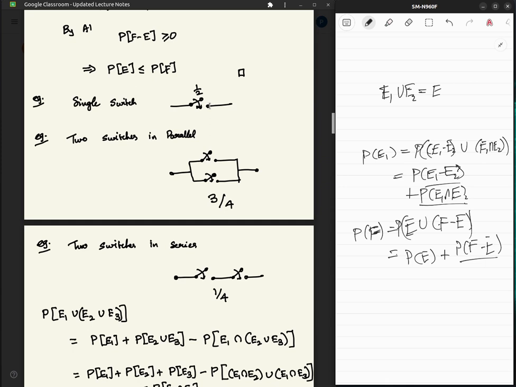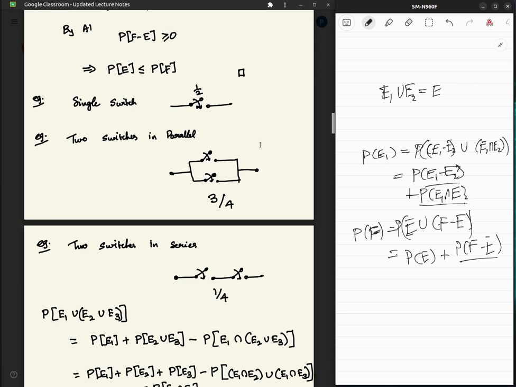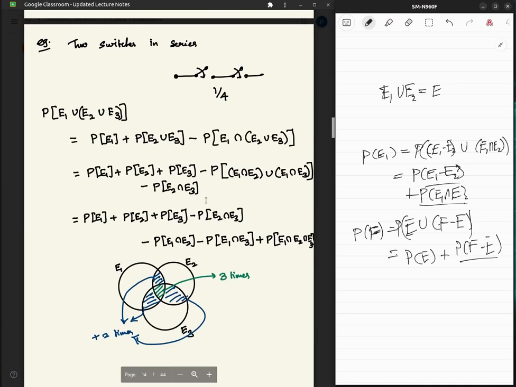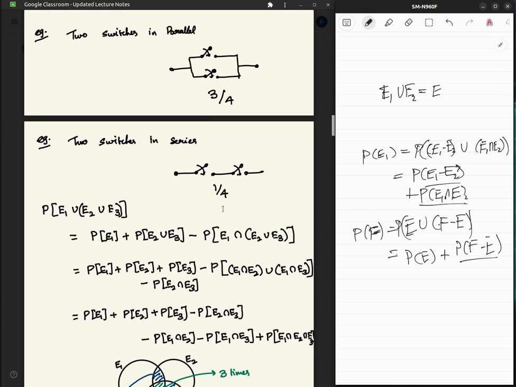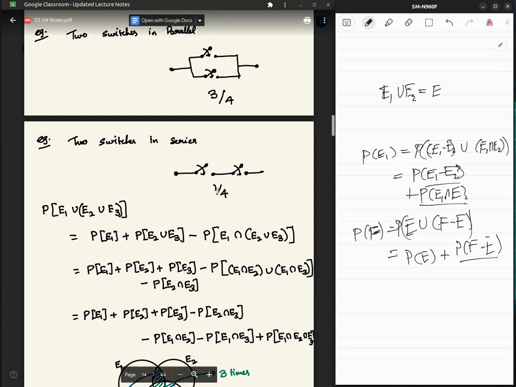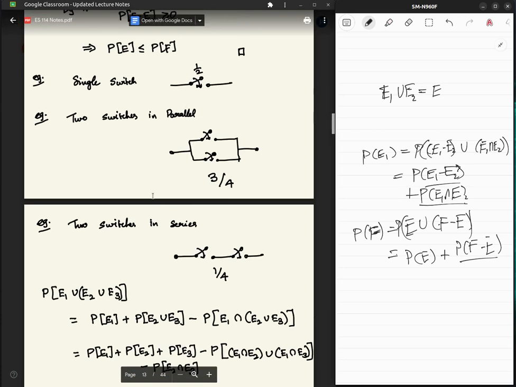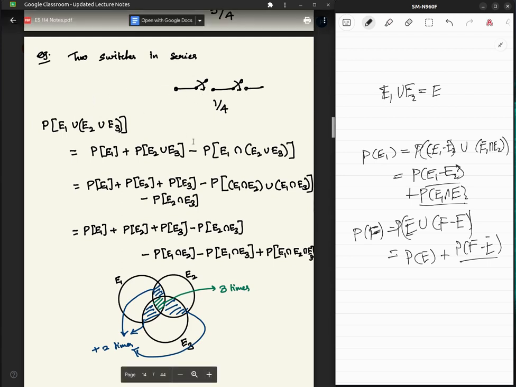Okay, then two switches in parallel. So now what's our event? I guess the event is current is flowing from here to here. Doesn't matter what magnitude of the current is, but yeah, it is flowing. Then in 3/4 cases, it's going to move. Makes sense. Two switches in series, it's just 1/4. So there's only one case out of the four cases where the current is moving. Okay. I don't know why he did all of this, but fine. He must be discussing something else and then jumped into a tangent or something.